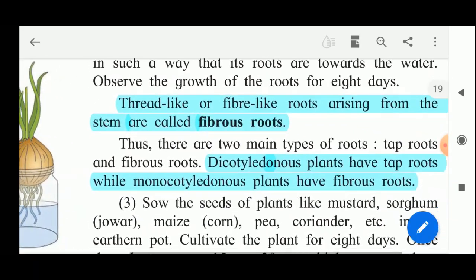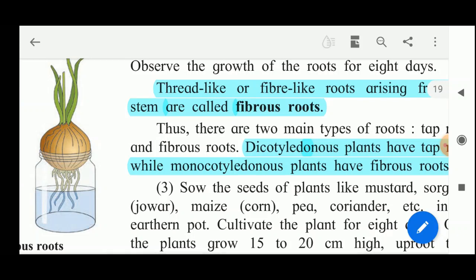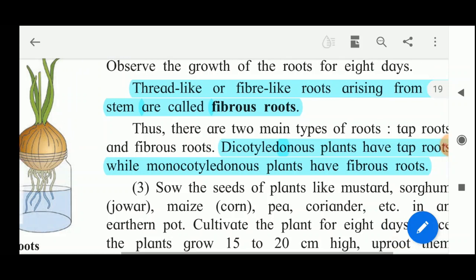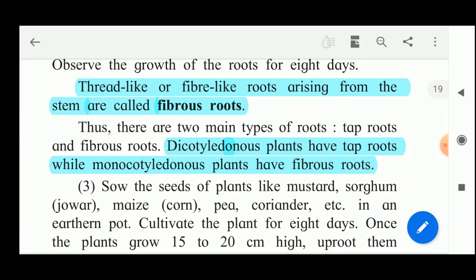These fibrous roots, you can see, are very small, they are not very long, they are short. So there are two main types of roots, taproots and fibrous roots. Now the dicotyledonous plants have taproots, and the monocotyledonous plants have fibrous roots. Now do you know what we mean by dicotyledonous seeds? Dicotyledonous seeds means they have two cotyledons, like groundnut and gram seeds.